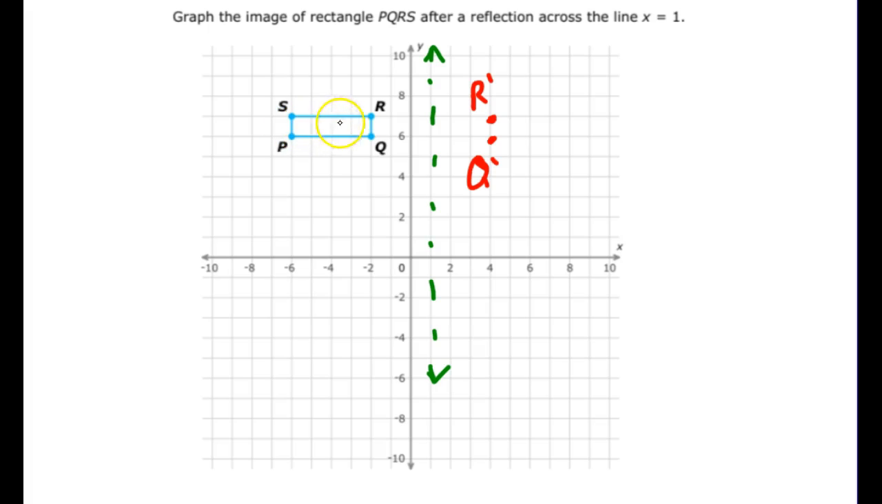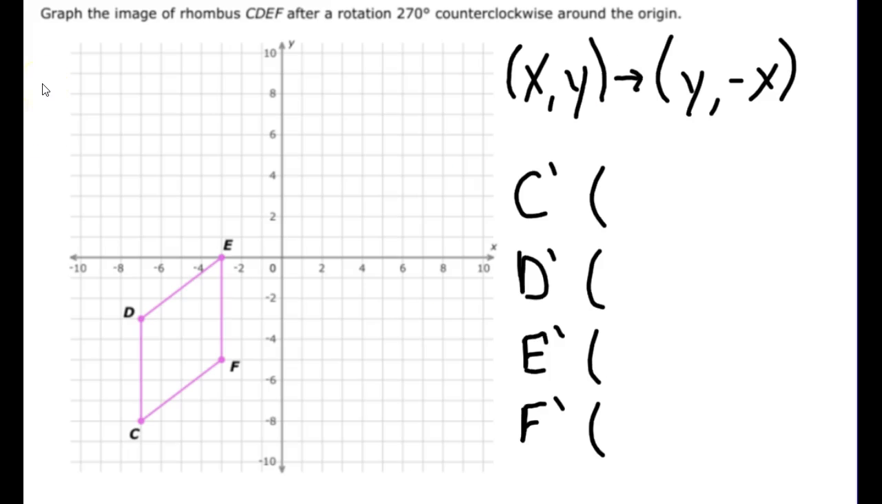S is 1, 2, 3, 4, 5, 6, 7 units away, which means P prime will be here. So we have S prime and P prime. So we connect all the dots, and we have our reflected image of PQRS on the other side of the line x equals 1.